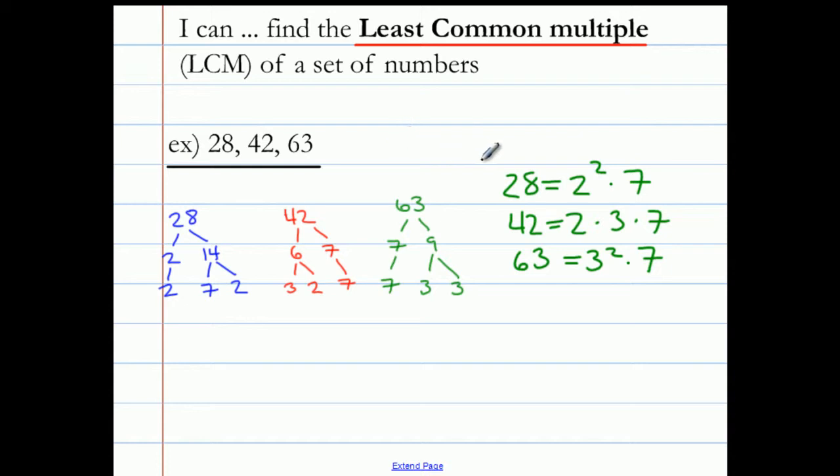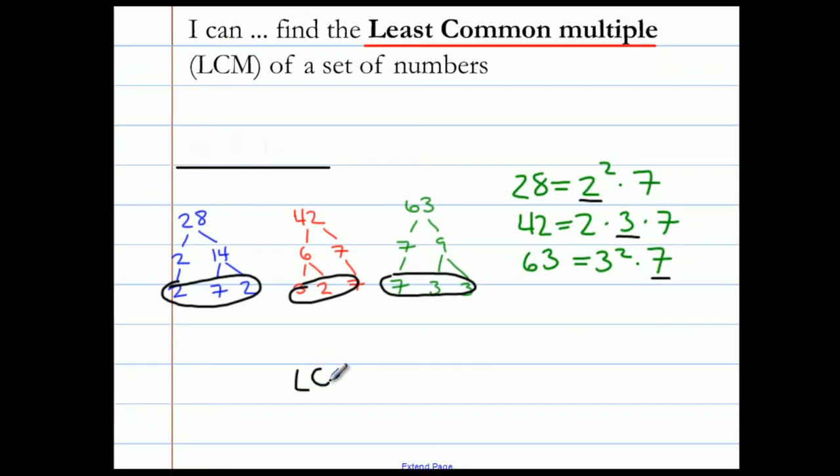So the secret why we were doing these prime factorizations for each of these numbers is so that we can find the least common multiple. So let's see how that works. So we go through each of these prime factorizations here, and we pluck out all of the unique factors. So we have a 2, we've got a 3, and we've got a 7.